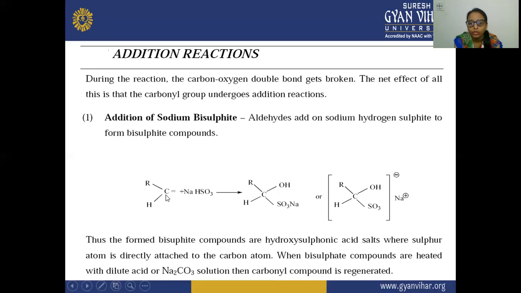When this bond gets broken, the oxygen will get a slightly negative charge, and the carbon will get a slightly positive charge. So this negative species, this nucleophile, will attack this carbon atom, and there is a formation of this bond. This product will be formed; this is your bisulfite product. A new bond is formed, and this H positive, which is your electrophile, will attack the oxygen, which has the negative charge. So there is a formation of this salt.